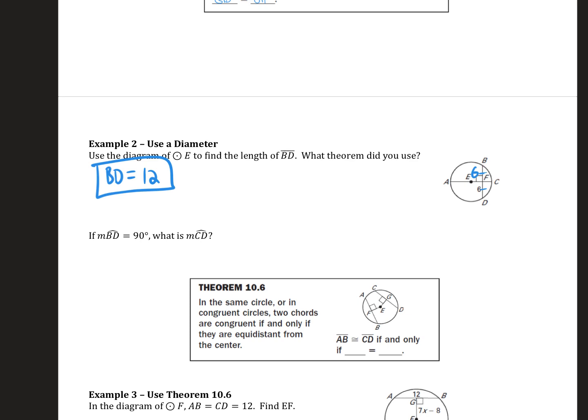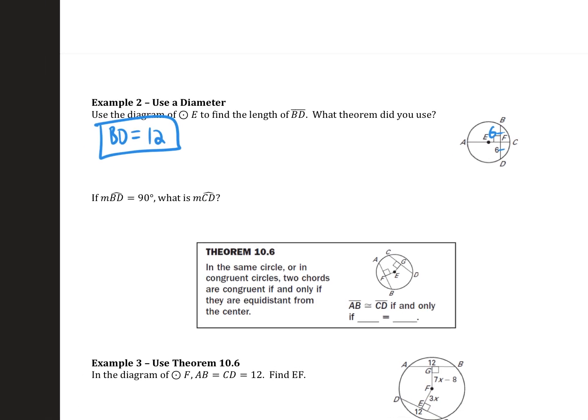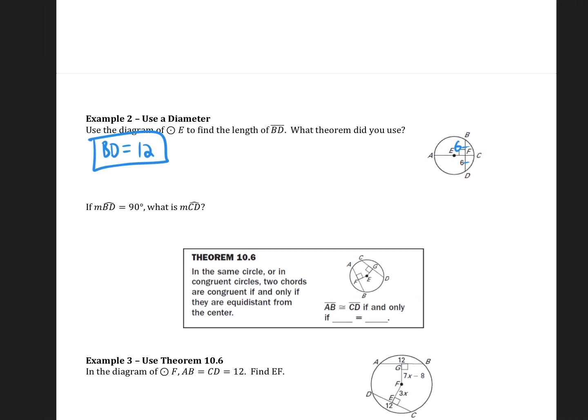All right. And in a similar vein, we have the measure of arc BD. This entire arc right here is going to be 90, and it wants to know the measure of arc CD, which is half of that. It's this one right here. So what do we do with that? Well, it's going to be half of 90. So the measure of arc CD is going to equal 45 degrees, 90 divided by 2.